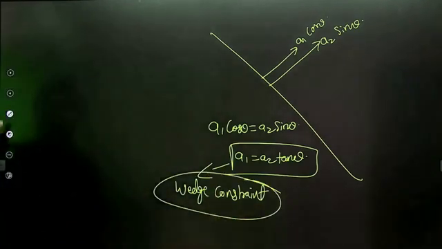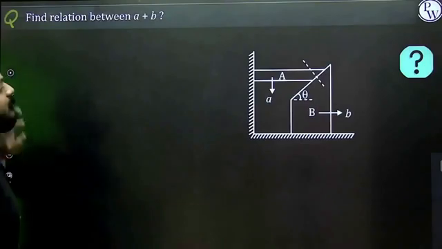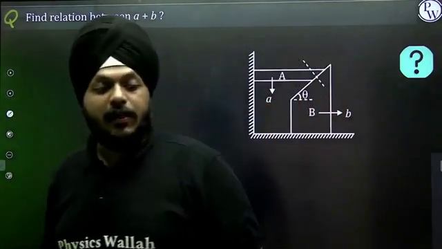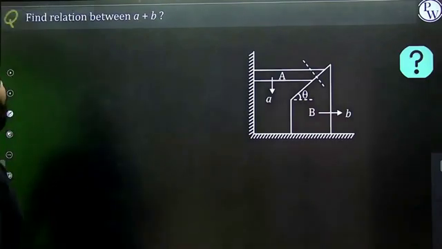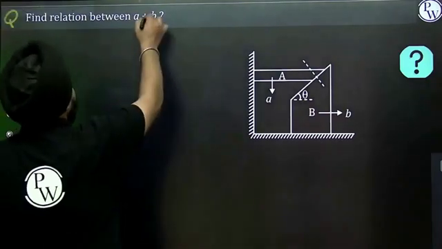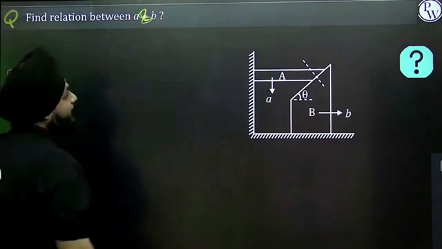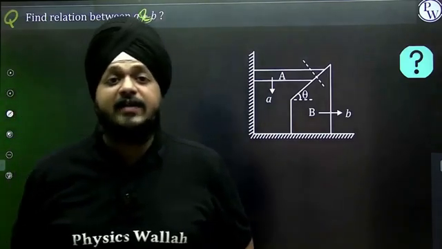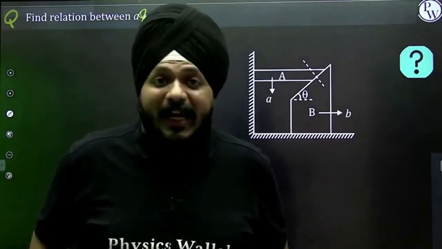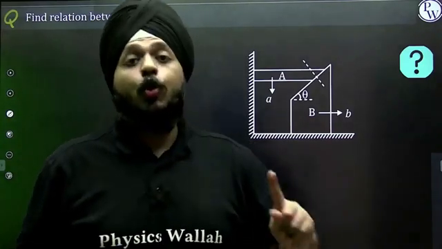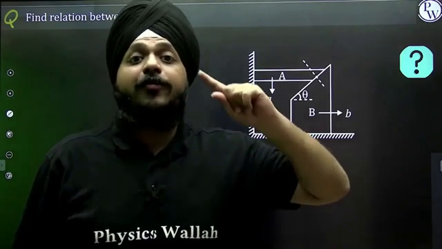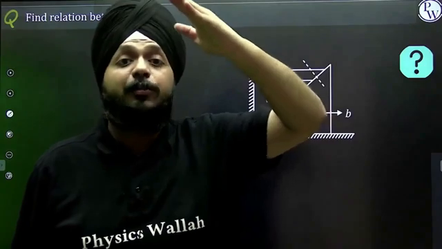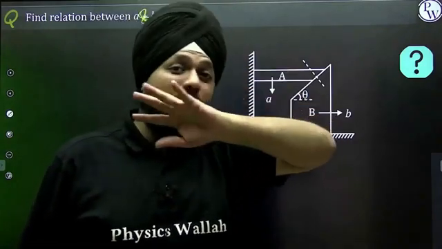Okay. Don't get worried. We are going to see two examples related to it. Find the relation between A and B. The same thing we need to keep in mind, as both of the objects are not leaving their contact, so the relative of perpendicular components across the contact is 0.